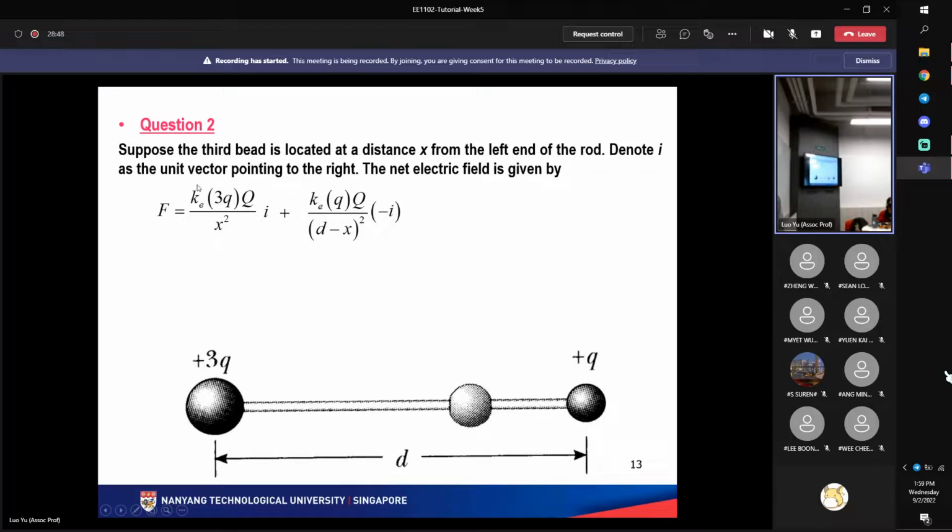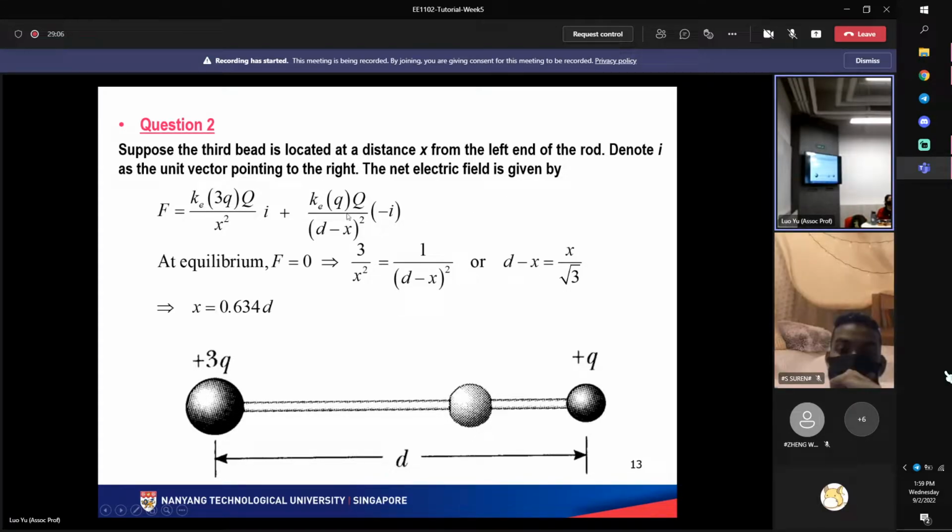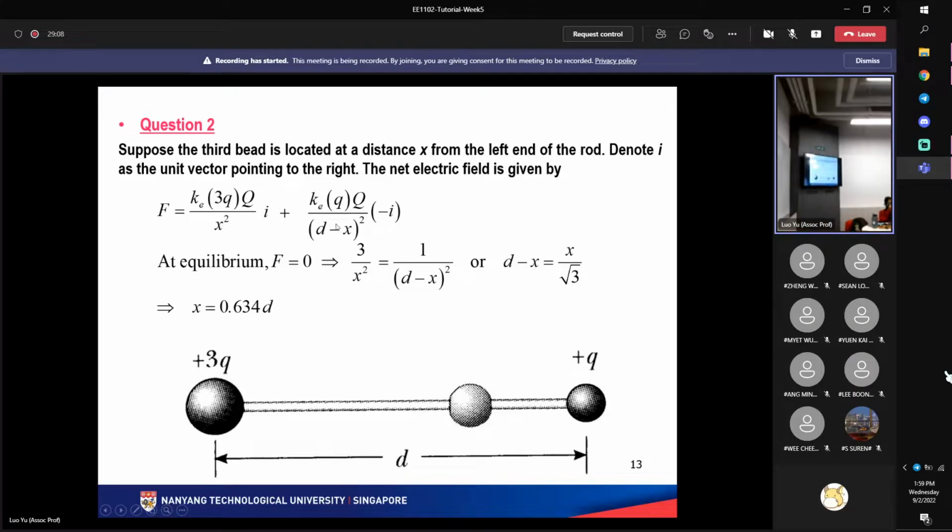So I should use this one minus this one. Now we cancel out all the common factors, such as Ke, Q, lowercase q, capital Q, as well as the direction vector I, so that you can simplify this equation. I set this to 0, so that I set this one equal to this one.